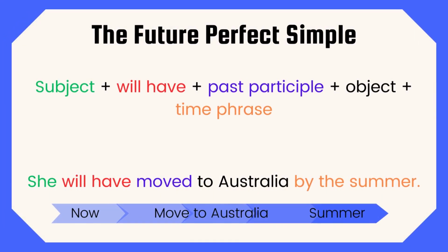To use the future perfect simple tense, we use the subject, we use will have, and that's for any kind of subject, singular or plural. We use the past participle, we use an object, and then we use a time phrase, which I will talk about. So here's an example. She will have moved to Australia by the summer. So she will move to Australia, and then the summer will come after that. And both events are in the future.